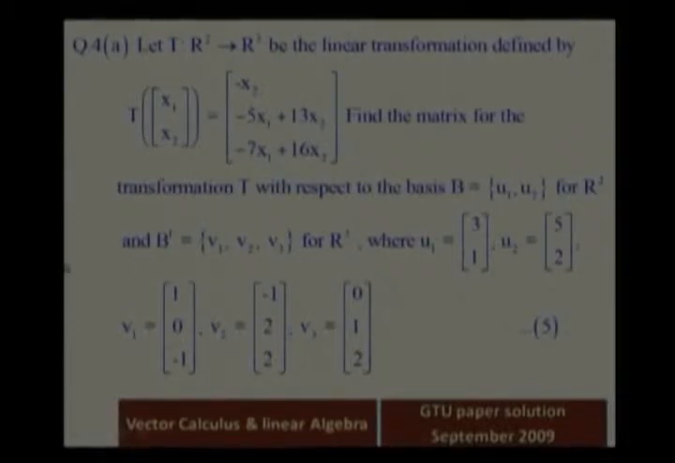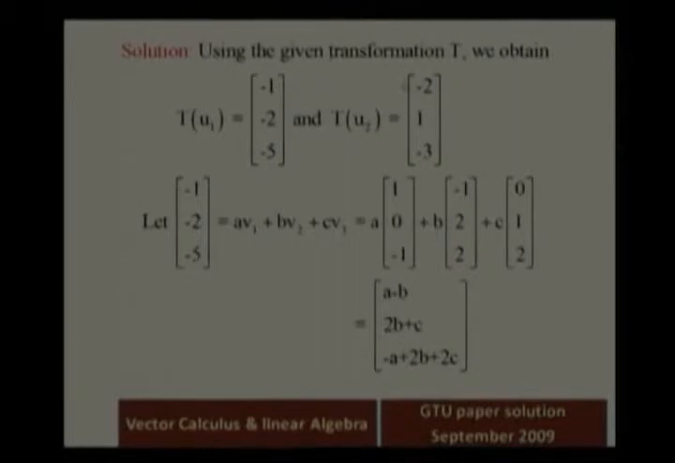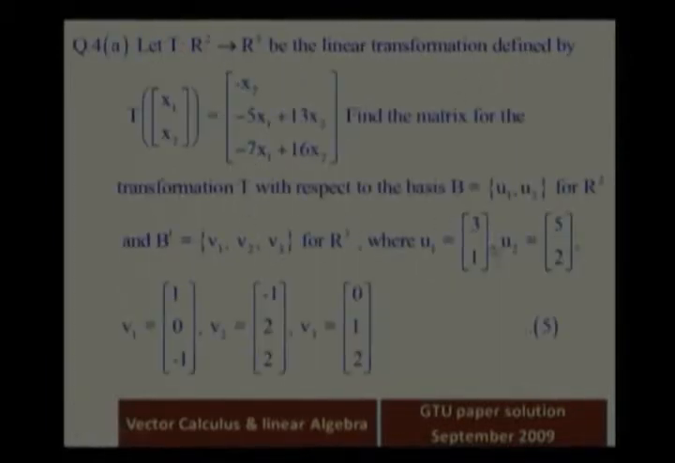So T goes from R2 to R3, right? First of all, let's try to understand the question. Find the matrix for the transformation T with respect to the basis B for R2 and B' for R3. So using the given transformation T, obtain T of u1. What is T of u1? Put 3 and 1 in this definition.